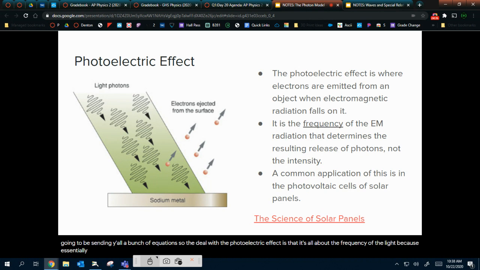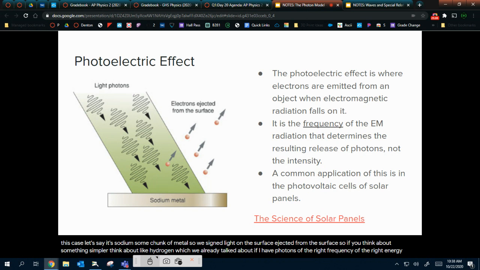Because essentially, what happens, and this is one of those things that Einstein was talking about, is that it turns out you can shine light on a surface. So in this case, let's say it's sodium, some chunk of metal. So we shine light on the surface, and electrons can actually be ejected from the surface. If you think about something simpler, like hydrogen, which we already talked about, if I have photons of the right frequency, of the right energy, when they hit those electrons, the electrons will just leave, right? It'll ionize your substance. But it's all about the right frequency.